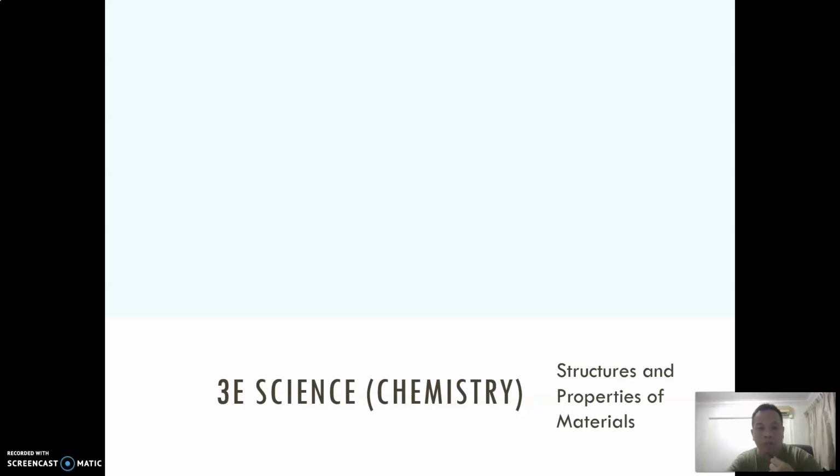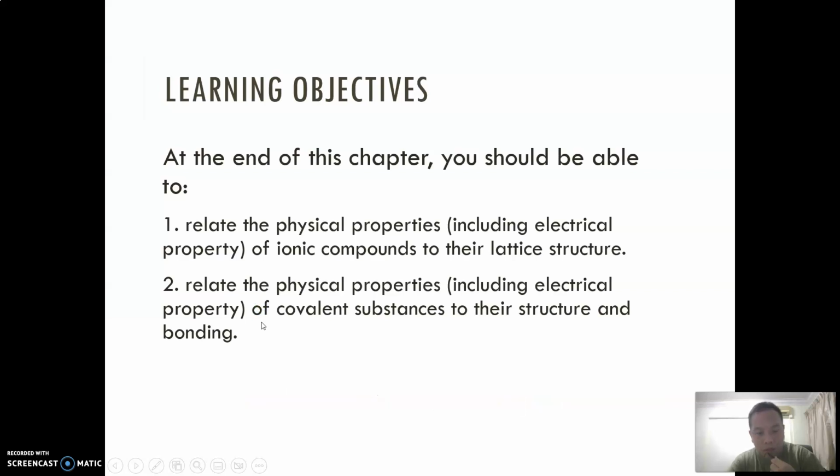Okay, so in this chapter, what we are doing is we are looking again at ionic compounds and covalent substances. But this time, we are looking at how the bonding affects the physical properties. In the previous chapter, we have learned to draw dot and cross diagrams to represent ionic bonding and covalent bonding. So in this chapter, we are going to look at how the structure and bonding in ionic compounds and covalent substances affects their physical properties, such as their melting and boiling point.